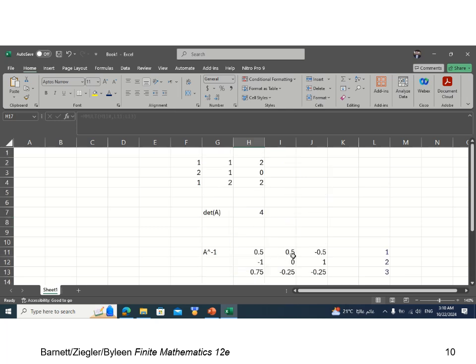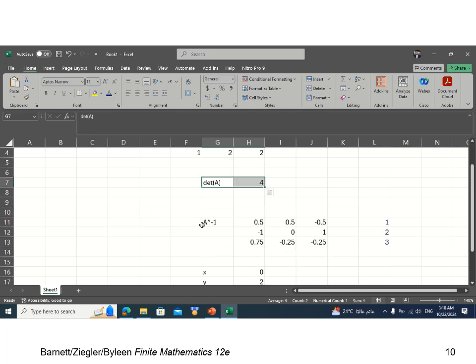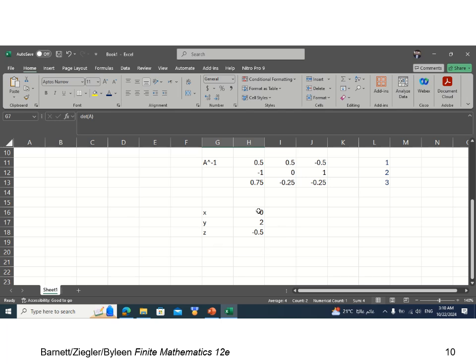So we can use Excel to calculate the determinant, to make sure that we calculated the determinant right, to calculate the inverse, to make sure that we calculated the inverse right, and to multiply the inverse times the constant.